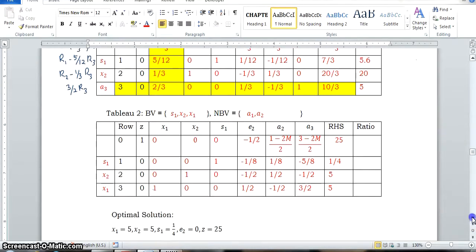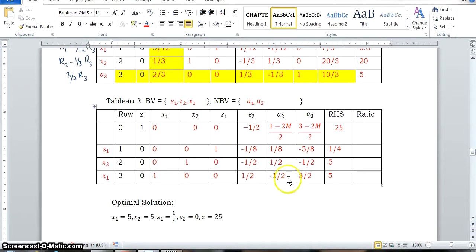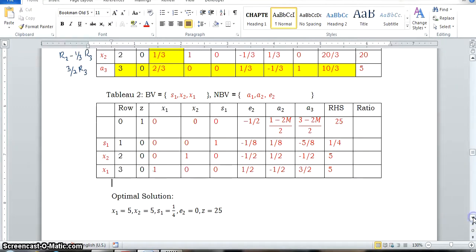The optimal solution for this problem is x1 equals 5, x2 equals 5, s1 equals 1/4, and e2 equals 0. And the value for optimal Z is 25. That's all for now. Thank you.